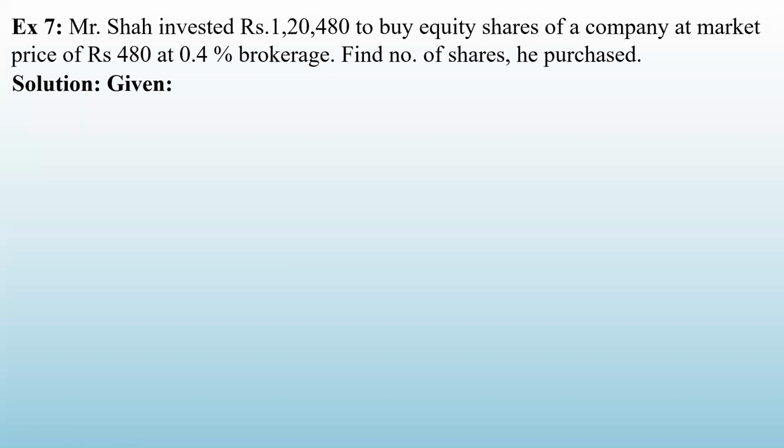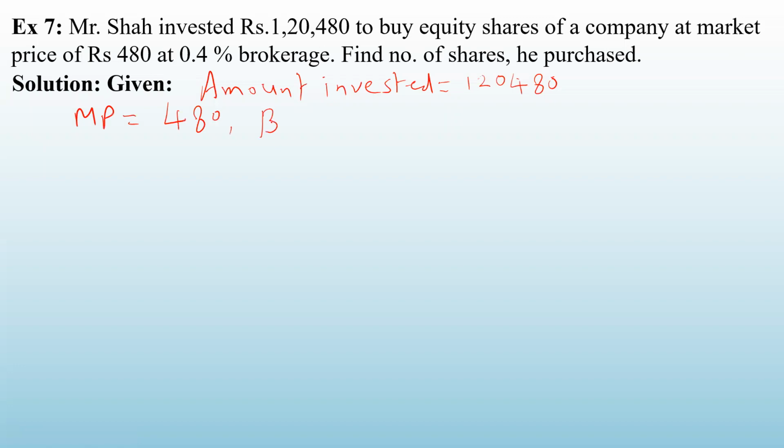Okay. So what is given to you here? Amount invested. How much amount was invested? 1,20,400. Look at this figure. This is the amount invested. Mr. Shah invested this much to buy shares of a company at market price of rupees 480. That means what is the market price when he bought the shares? It is 480.